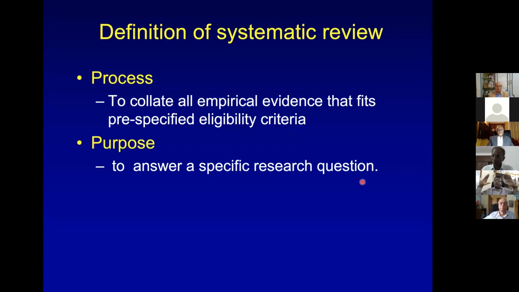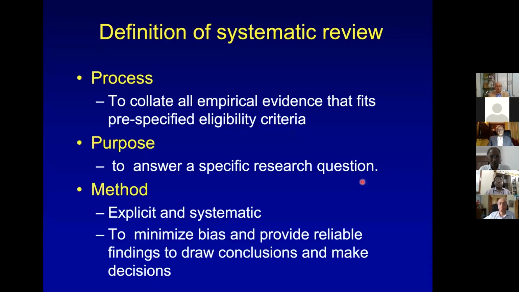If we come right on top, we come to a randomized controlled trial, and what's even above that is a systematic review and meta-analysis of randomized controlled trials that gives us the best level of evidence. So systematic reviews and meta-analysis are a very important research design and something for us to look forward to. So the method is explicit, systematic, reproducible as well. I didn't write that here. And to minimize bias, we need to provide reliable findings and draw conclusions to make decisions.